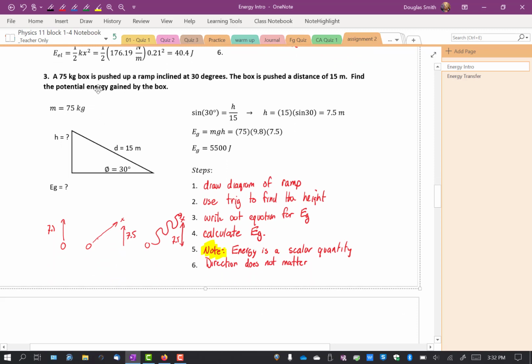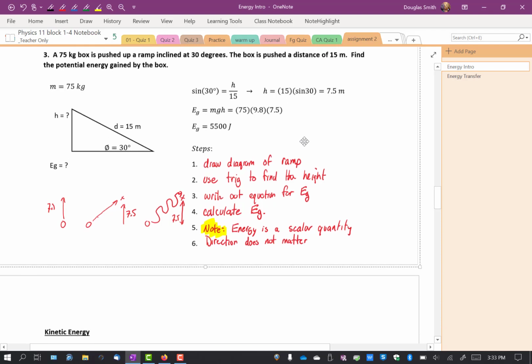In this one, the box is being pushed up a ramp. Find the potential energy gained by the box. So here you're told that the box is pushed up a ramp that's 15 meters long. We're told the angle of that ramp. So if Eg equals mgh, we'd have to find out the h, and we do that by doing a bit of trigonometry. So h is 15 sine 30.